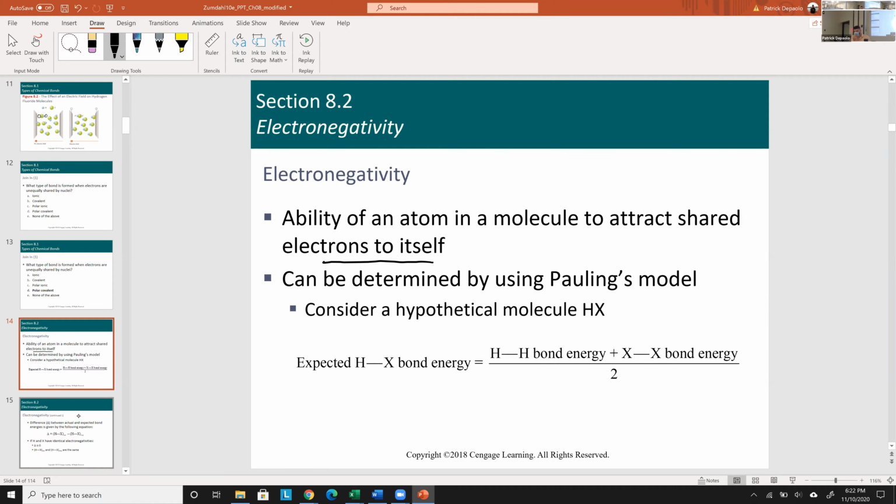And this equation, don't be too freaked out here. This equation just means I would take the bond energy and average the bond energies if they were by themselves, but we're not going to worry about that right now.